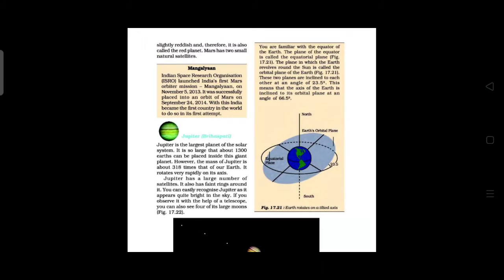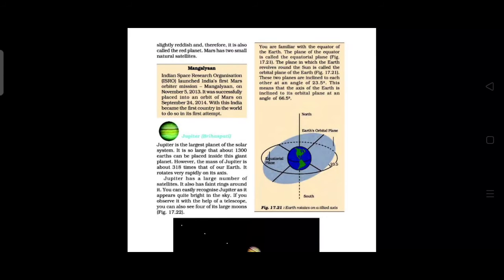Jupiter is the largest planet of the solar system. It is so large that about 1300 Earths can be placed inside this giant planet, okay? Then the mass of Jupiter is about what? 318 times that of our Earth. It rotates very rapidly on its axis, okay?